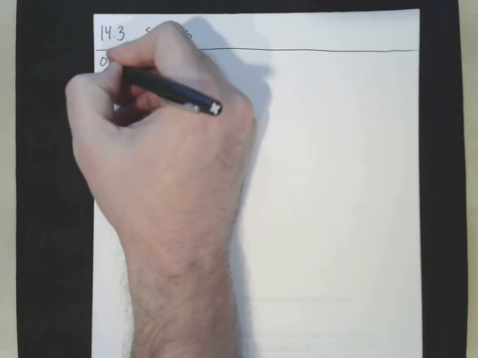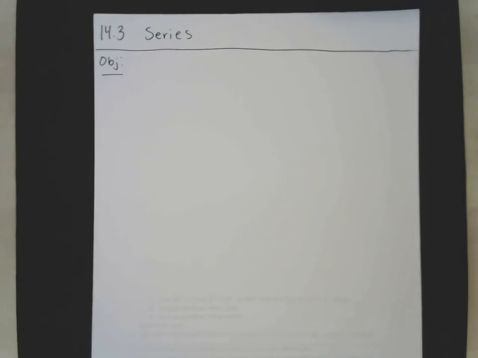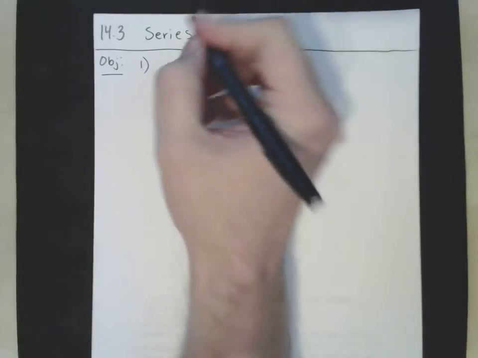Okay, section 14.3 is about series. So in the last sections we talked about sequences, and sequences and series are very, very similar. And they always get looked at in conjunction with one another. So we have two things to talk about in this section.